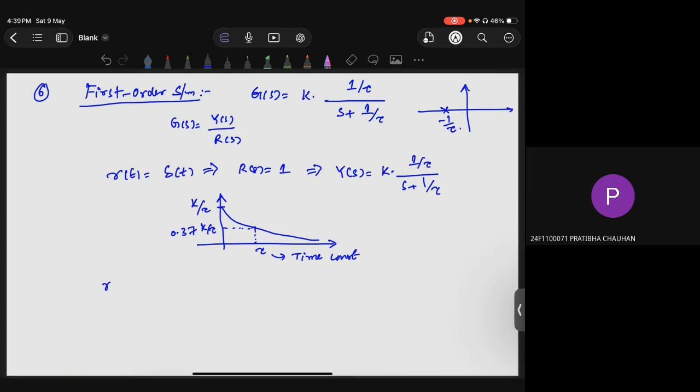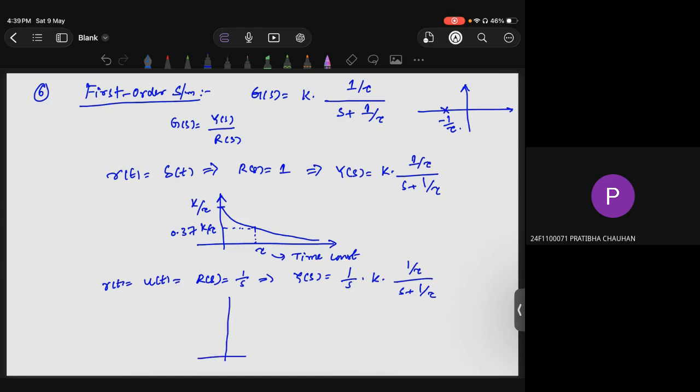Similarly, if r(t) is equal to something like u(t), then R(s) is going to be 1 by s. Then Y(s) is going to be 1 by s times K times 1 by tau over s plus 1 by tau. Correct? If you find the y(t) expression from here, it will be an increasing function. So you'll have this K here. The time constant in this case would be at 0.63K.